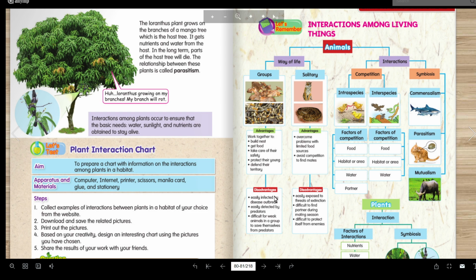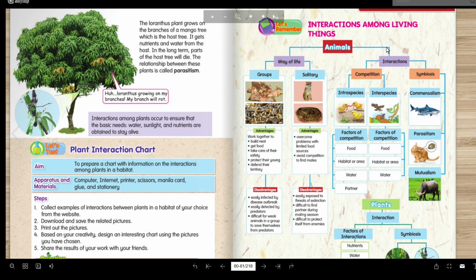But the disadvantage is if there is a disease outbreak, they get easily infected and they are easily detectable by predators, and the weak one would be caught by the predator, right? Then the advantage is they overcome problems with limited food sources. For the alone one, there is less competition, right? This is the advantage of solitary. Then the disadvantage is they are not able to protect themselves easily from enemies, right?